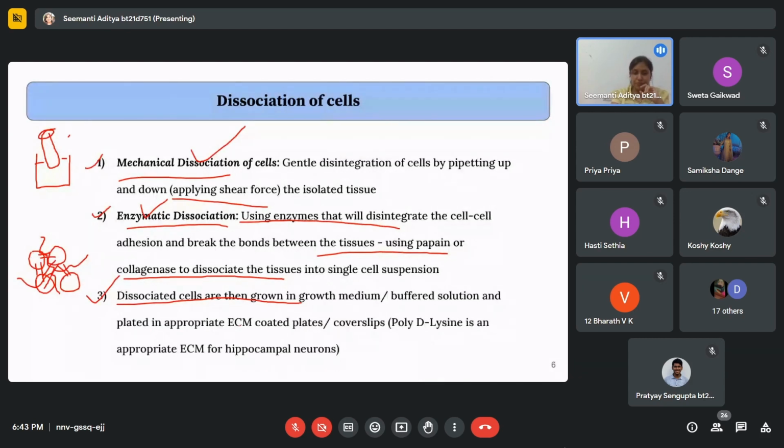Once the cells are dissociated, they have to be plated in appropriate ECM coated plates, which have the composition required for the adhesion of that particular cell line. Poly-D-lysine is a good option as an ECM matrix for hippocampal neurons. Generally, most of the cells are good to go with poly-D-lysine. Only some cells, like rods and cones, prefer concanavalin. Otherwise, poly-D-lysine is a very good ECM substrate for culturing the cells.